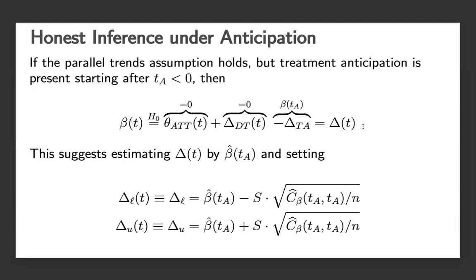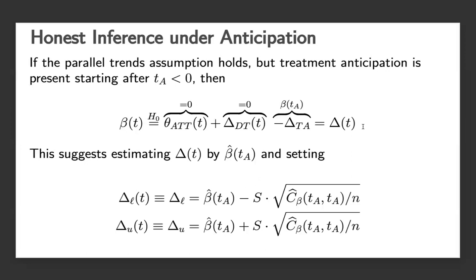So now we think the parallel trends assumption holds, but we have treatment anticipation starting right after time TA. TA is the time point right after which we have treatment anticipation. Okay, because now we have the parallel trends assumption, delta DT is equal to zero, as you can see from the equation, but delta TA is not equal to zero. And in our research, we showed that we can have a point estimate of delta TA as beta TA. Beta TA is the DID parameter at the time point TA.